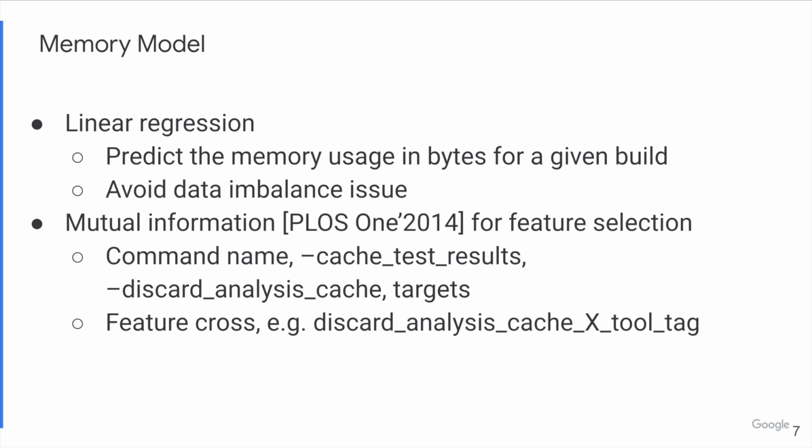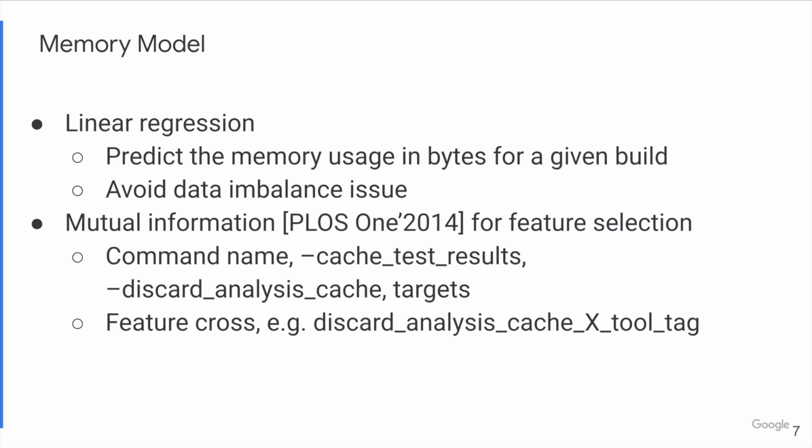To avoid out-of-memory errors, we have a memory model, which is a linear regression model that predicts the memory usage in bytes for a given build. The reason we don't use a classification model is that out-of-memory builds are extremely rare. And if our model is performing well, which eliminates all the out-of-memory builds, then we don't have any positive examples, which would cause problems for training a model.